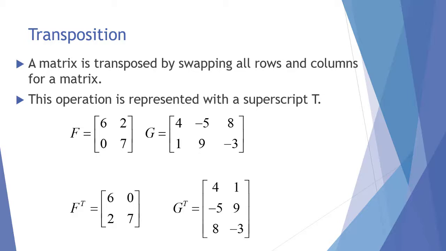Now, when the matrix isn't square like G, it's going to change the size. G is 2 rows by 3 columns, but the transposition will be 3 rows by 2 columns. And so the top row here, our first row, 4, negative 5, 8, will become the first column, 4, negative 5, 8 in the transposition. 1, 9, negative 3, our second row, becomes the second column when it's transposed.